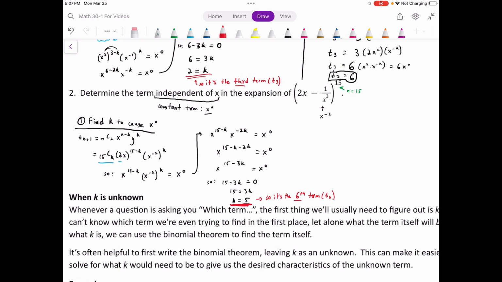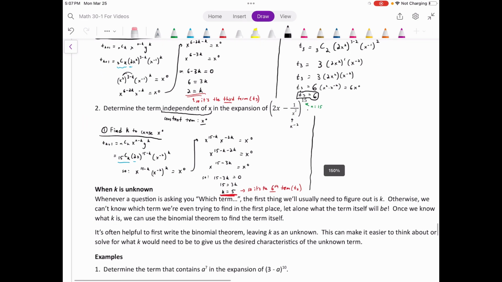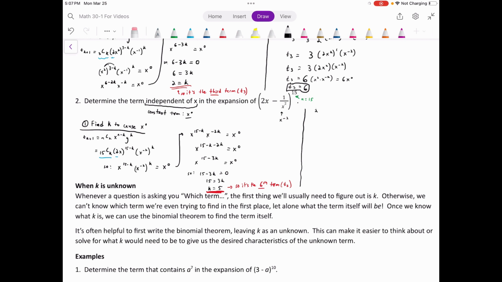So what's left to do? Go ahead and find T6, because then we'll be finding the constant term, or the term independent of x, which is what we were actually trying to do to solve this question. So step 2, let's now find T6. That should be our constant term. So if we're finding T6, what's our k? I mean, we already figured it out. k will be 5, right?